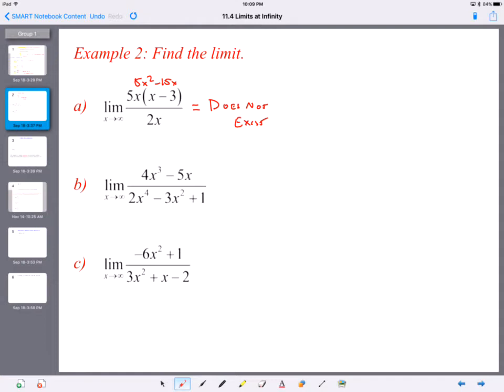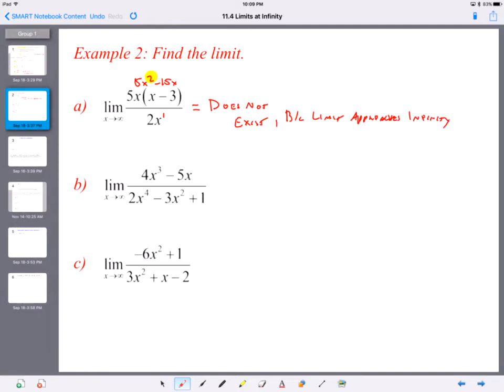So the first one, look at your degree. You had to multiply to get a degree of 2 on top and a degree of 1 on bottom. So once again, it's going to shoot off to infinity, so it does not exist because the limit approaches infinity.